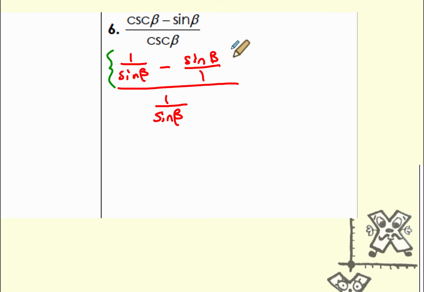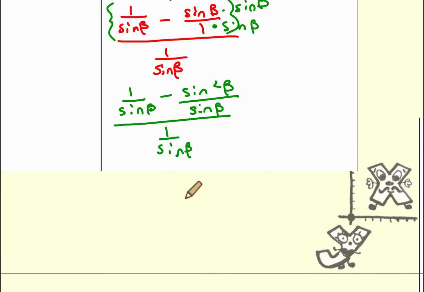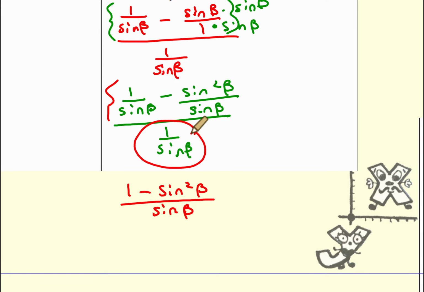Okay, so up here, I'm going to try and simplify. I'm going to create a common denominator. So I need both of them to have a denominator of sine, so times sine times sine. So now I have 1 over the sine of beta minus sine squared beta over sine of beta, all over 1 over the sine of beta. Next, I'm going to combine these. That gives me 1 minus sine squared beta over the sine of beta. And at the same time, I'm going to multiply by the reciprocal, times sine over 1.